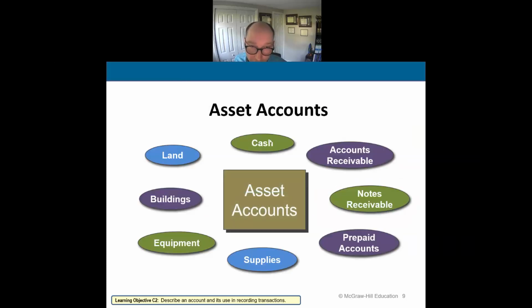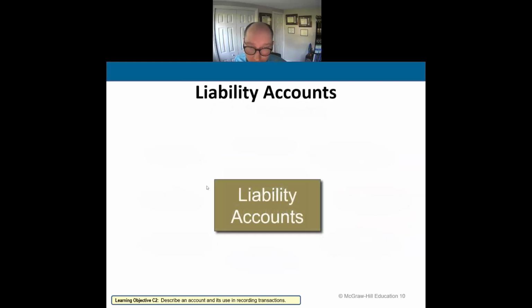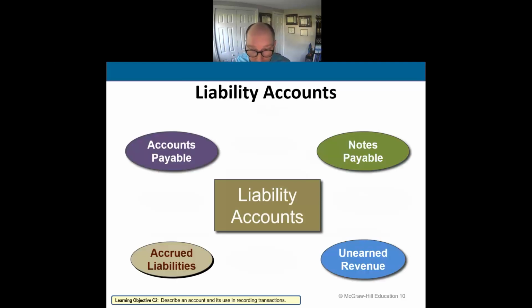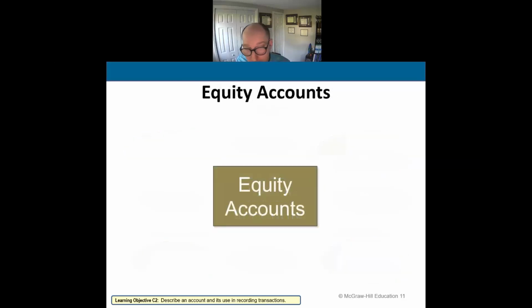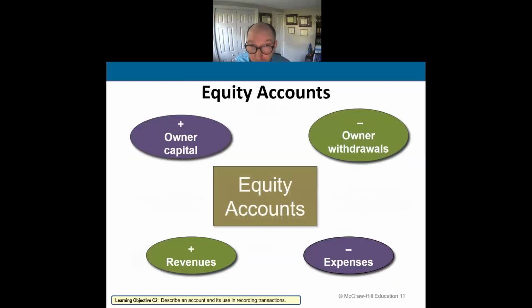So assets, we've talked a lot about it. It's what the company owns: cash, accounts receivable, notes receivable, prepaid accounts, supplies, equipment, buildings, and land. What the company owns. Liabilities, what the company owes: accounts payable, notes payable, unearned revenue, accrued liabilities. Equity, what the owners own or the business owns. Owner's capital, that's what the owners are putting into the business, whether it be cash or equipment or whatever the owners own, they're putting into the business.